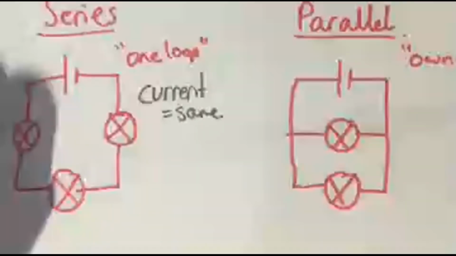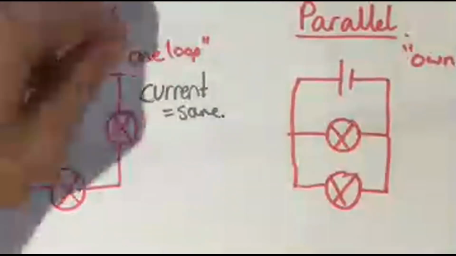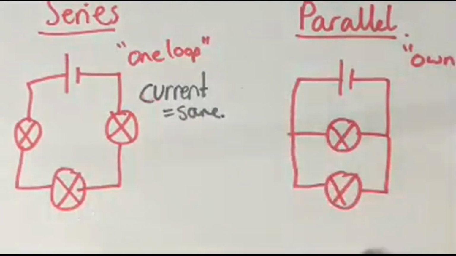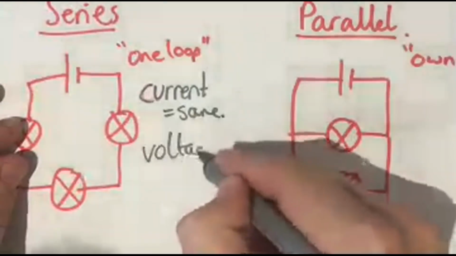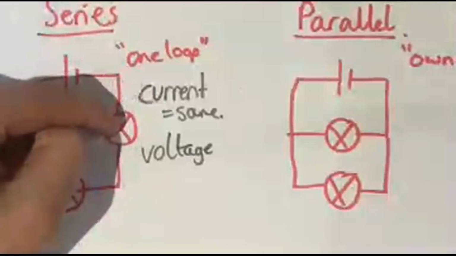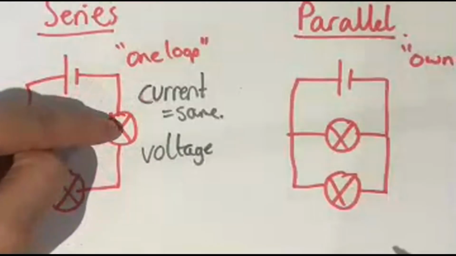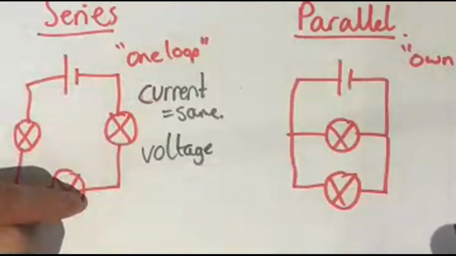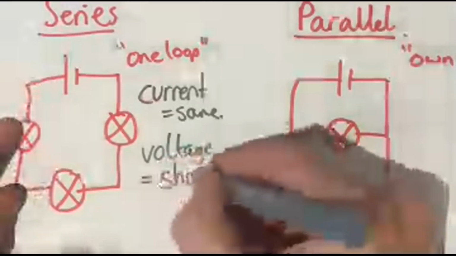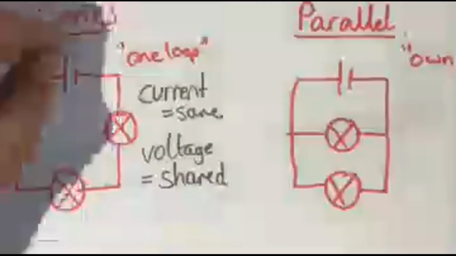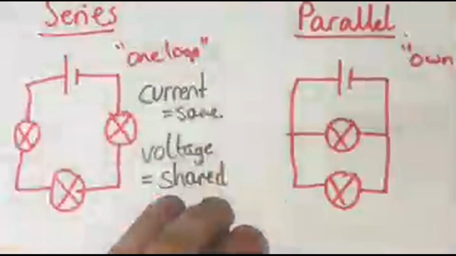Current is the same. No matter where I am on that loop, because it's like one loop, the electrons flowing past at any point is the same. So the current is the same. Now, the amount of energy they've got, the voltage. It's going to get to that light bulb and dump off some of its energy to make the light bulb shine. Then it gets to the next light bulb, dumps off a bit more energy to make that shine. Get to that one, dump off a bit more energy. So the voltage is actually shared. So in a series circuit, the current is the same and the voltage is shared.